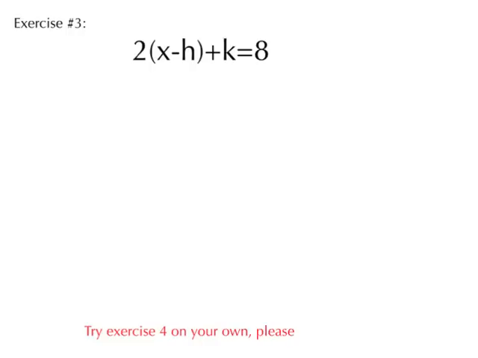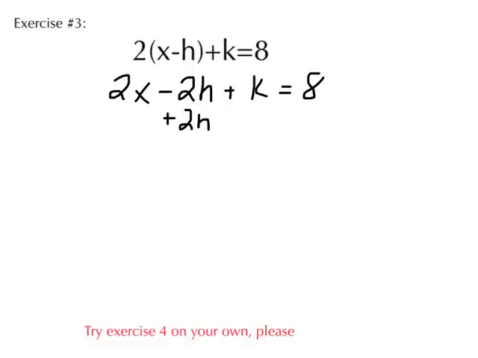The next problem, exercise number 3, the first thing we're going to want to do is go ahead and distribute that 2 so that we can get rid of the parentheses. So we're going to have 2x minus 2h plus k equals 8. We're still solving for x. Let's get x by itself. So let's move the negative 2h and the positive k. And I'm going to show you how to do that now because we're getting good. We can do that all in one move. So we're going to say plus 2h minus k. If you do that on the left side, you have to do it to the right side.